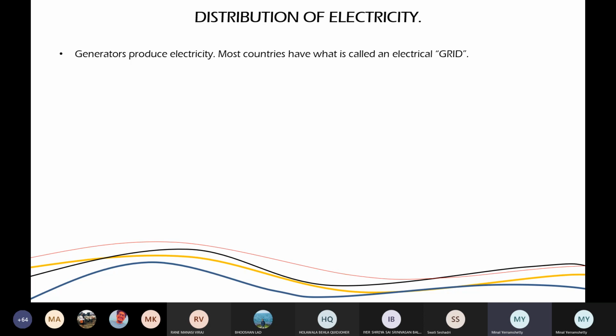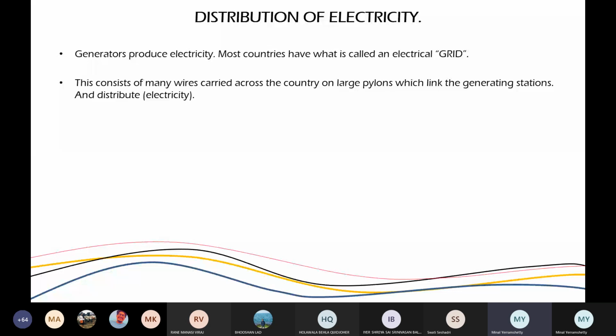Now, a generator produces electricity. We know that most countries have what is called an electrical grid. This consists of many wires carried across the country on large pylons that you saw. I showed you the picture of those overhead cables which link the generating stations and distribute electricity. So basically, from the generator, wherever the generation is, say for Mumbai, we have it from Dahanu. And you will have these overhead cables running also when you go towards Ahmedabad, Surat. You see these running along with your train. Those pylons carry electricity to Surat as well as to Mumbai. So this is how the electricity is distributed.